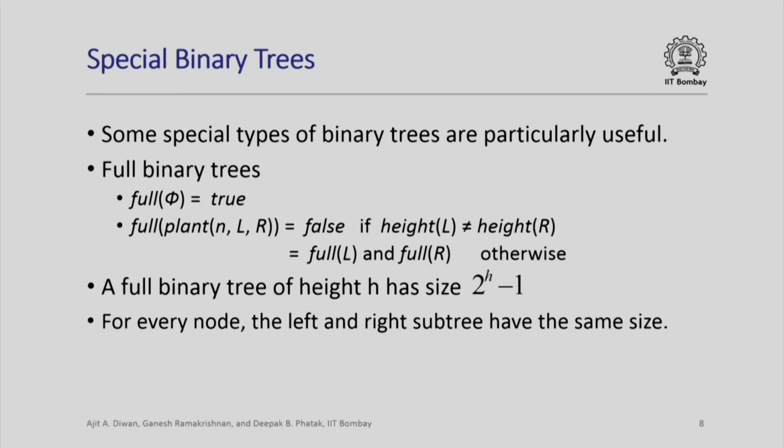So, essentially a full binary tree, if it has height h, will consist of a left subtree which is a full binary tree of height 1 less, and the right subtree will also be a full binary tree of height 1 less. So, you can see that the total number of nodes in a full binary tree of height h will be 2 raised to h minus 1, and for every node the left and the right subtree will have the same size.